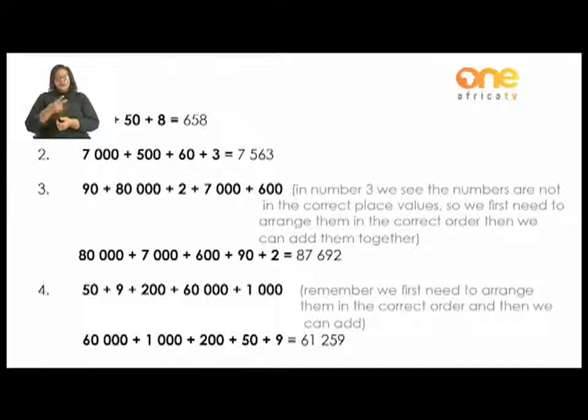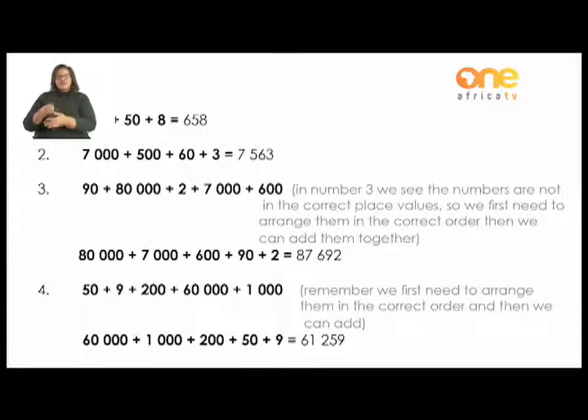Let's go over to number 3. Now we see number 3 is written a little bit differently. Here it's 90 plus 80,000 plus 2 plus 7,000 plus 600. Here we see when they wrote the expanded notation, they mixed it all up. They didn't write it according to the real values. They mixed up the values.